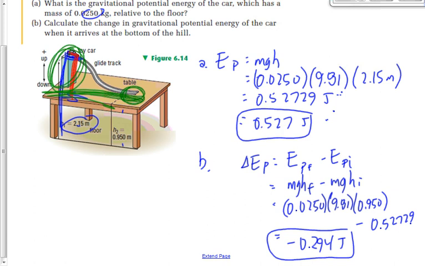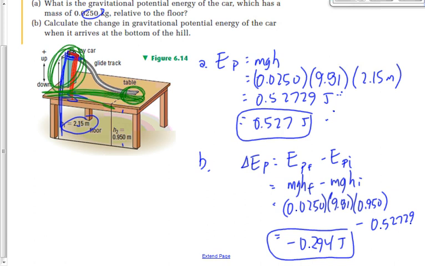So for B, it didn't matter what your reference point was as long as you were consistent and used the same reference point, the tabletop or the floor. I just used the floor because that's what I had done in question A. All right? Is that okay?